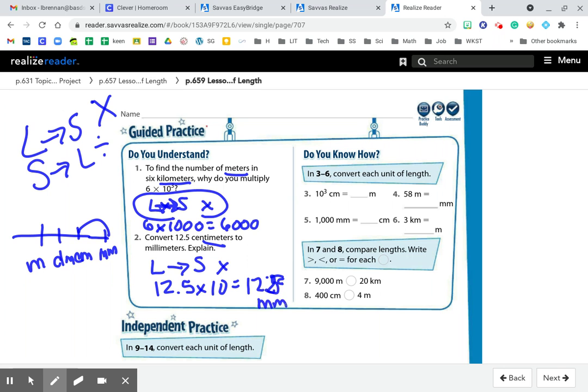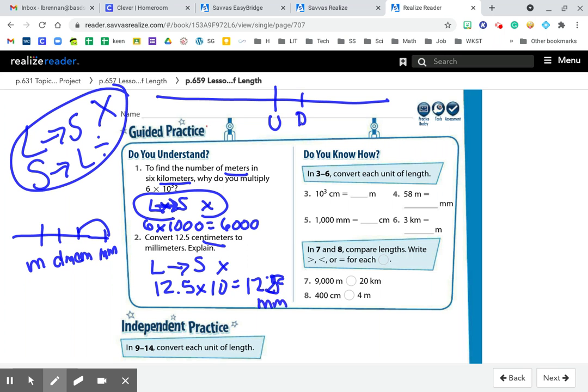Convert each unit of length, and don't forget your large to small and small to large. So 10 centimeters to meters. So if we remember our chart, we've got the unit in the middle. We've got the decimeter, centimeter, millimeter. And over here, we have deca, capital big D, hecto, and kilo. We don't really use the hecto and the deca in 5th grade. We kind of skip over them a lot. And the U stands for unit. In this case, it's a meter. So that's where 1 would be located.